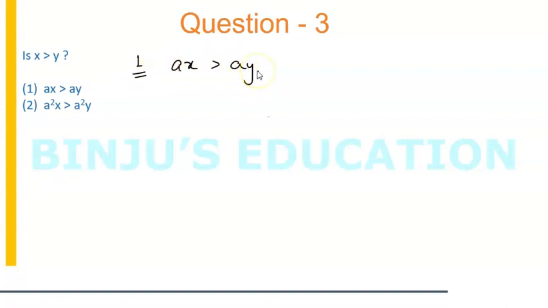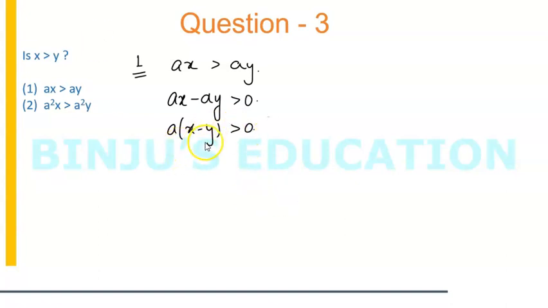So again, I won't cancel A on both the sides because I do not know whether A is positive, negative, or zero, right? If A is positive, then I can cancel. My sign of inequality will not change. If A is negative, I can still cancel, and in that case, my sign of inequality will change. But if A is equal to zero, then I can't divide both sides by zero, right? We know that. Which means I will again subtract AY on both the sides. So this will become AX minus AY is greater than 0. So that is A into X minus Y is greater than 0.